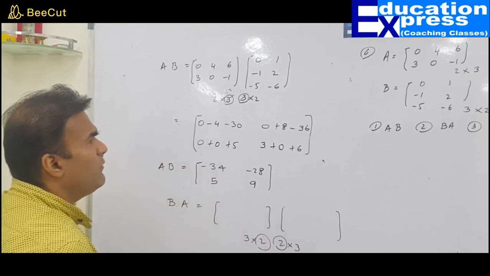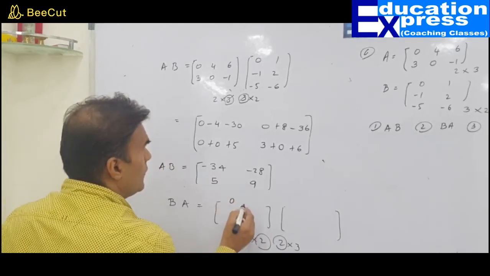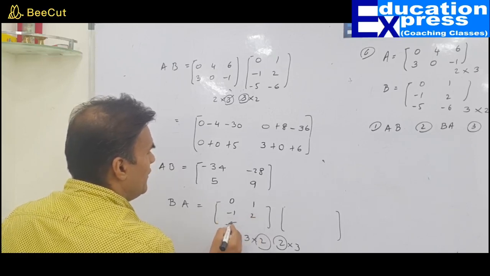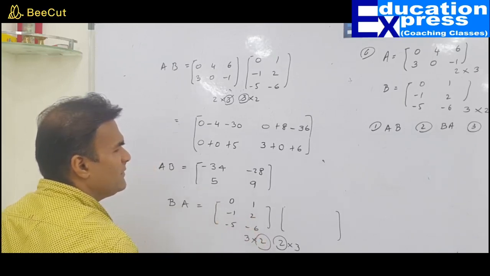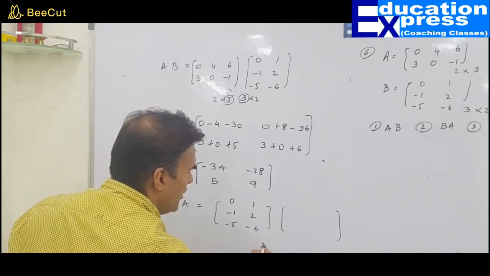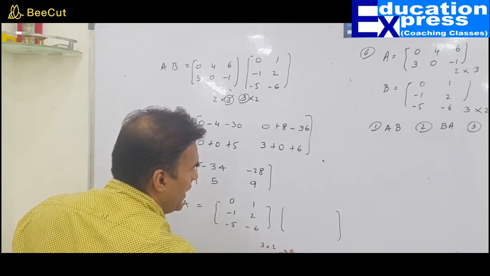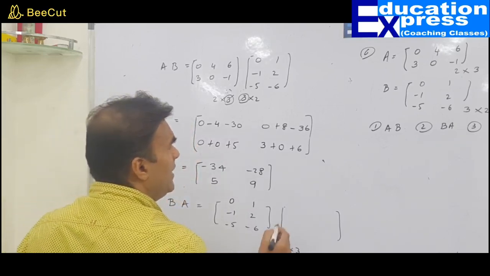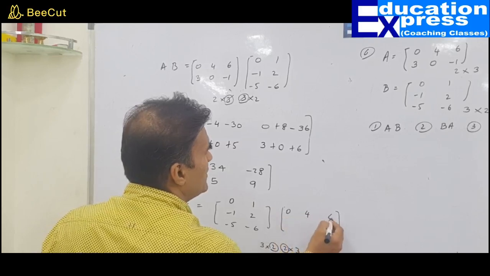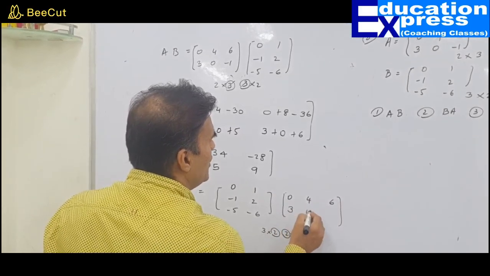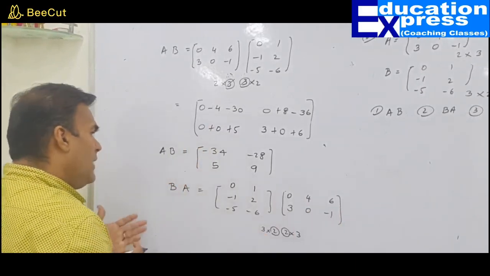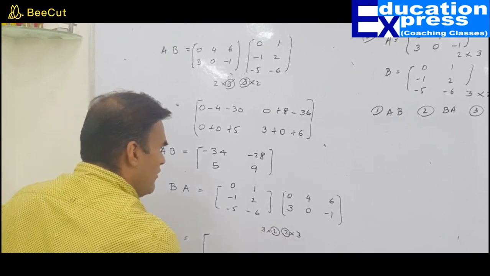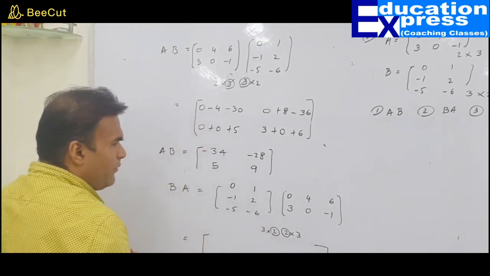Can you place the value of B matrix? 0, 1, minus 1, 2, minus 5, minus 6. I'll place it over here. 3 into 2 and 2 into 3. They both are same. What about matrix A? 0, 4, 6, 3, 0, minus 1. Can we multiply? Of course they should. The resulting matrix will have 3 into 3 order. First time you will be seeing 3 into 3 order.